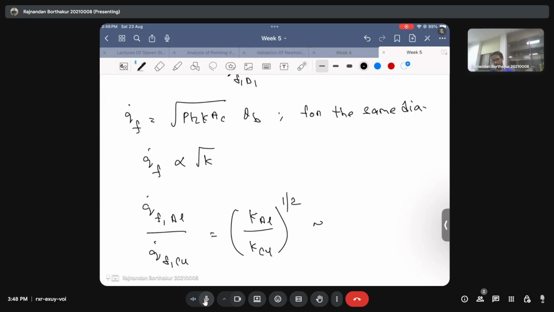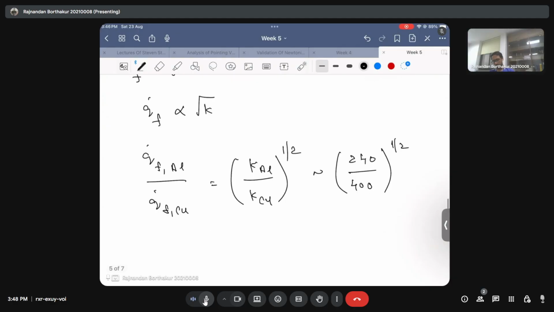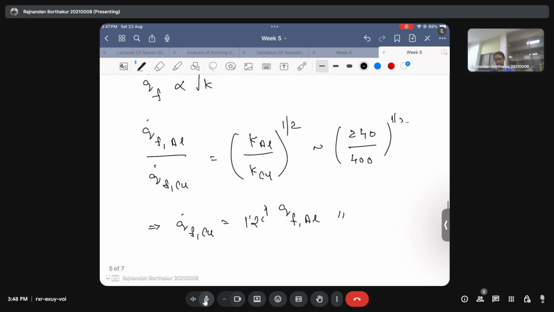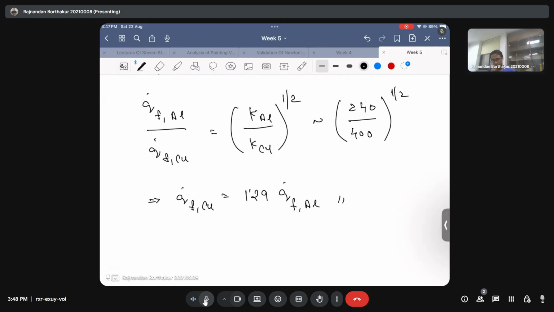And roughly K of aluminum is around 240 watt per meter Kelvin, and K of copper is roughly around 400 watt per meter Kelvin, which means that you can write that your copper fin will dissipate approximately 1.29 times the aluminum fin. So this much times the heat removal from the aluminum fin will take place if you now install a copper fin of the same diameter in place of the aluminum fin.